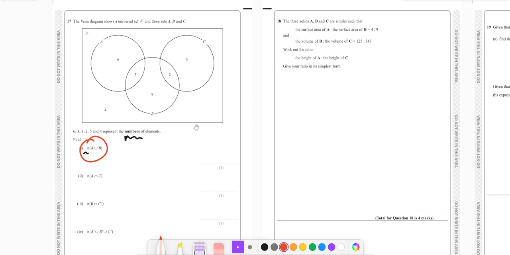So A union B is all of A, all of B and everything in between, so it's all of that. So that's going to be 10 plus 9 is 19. Okay, the number in A intersection C. A doesn't intersect C at all. So there are no elements there.